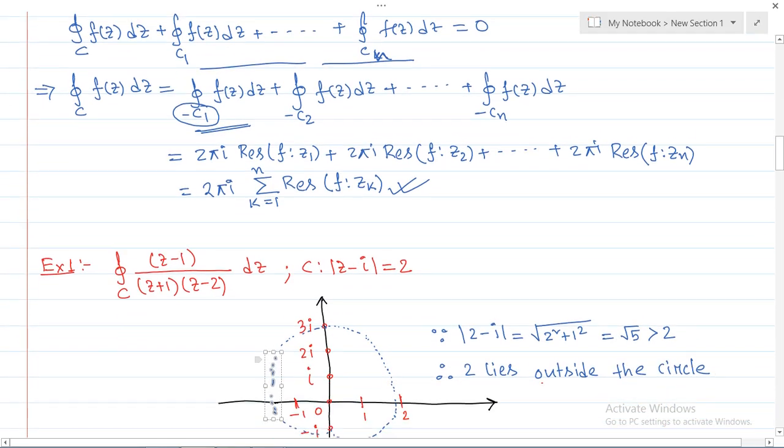Now we are going to discuss some very important questions from this Cauchy's integral formula to understand the concept. So let us start with the first one.